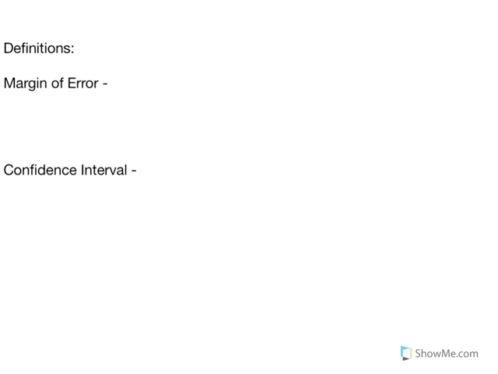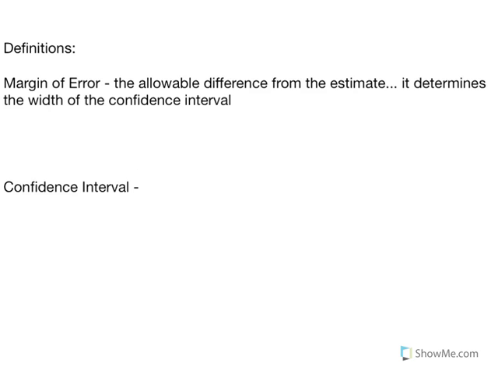The margin of error has an actual definition, and I'm going to type it so you can actually read it. Our margin of error is the allowable difference from the estimate, and it determines the width of the interval. The estimate is generally the percentage that you're given. So in our last example, the 37% who like blue, that's our estimate. And the margin of error allows us plus or minus. So when you hear people say, I need $30 plus or minus 5, well, that would be 25 to 35, right? It gives you kind of an interval.